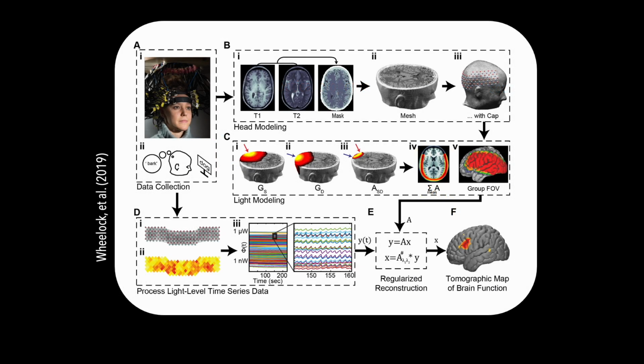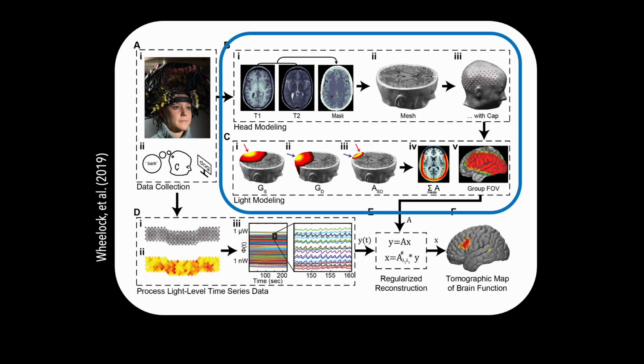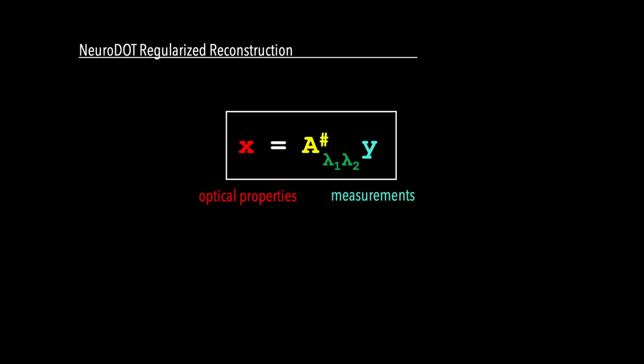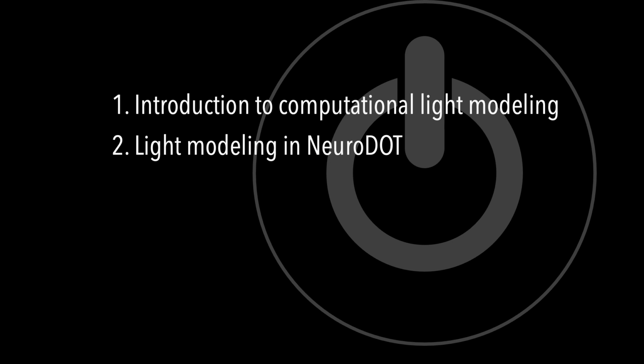Construction of the light model accounts for a substantial portion of the NeuroDOT processing pipeline. The end result is called a regularized reconstruction. This is an algebraic expression relating light intensity measured from the surface of an object to changes in its internal optical properties. In this video, we derive the regularized reconstruction.